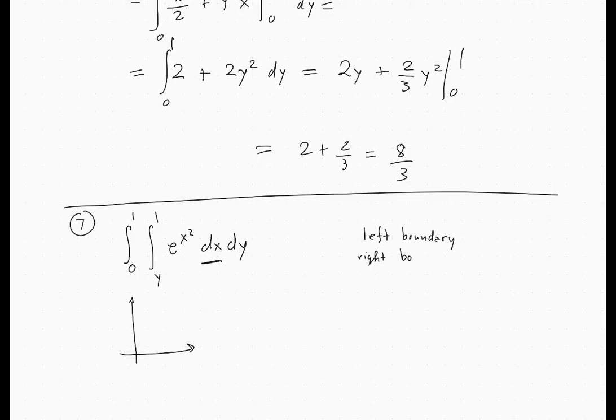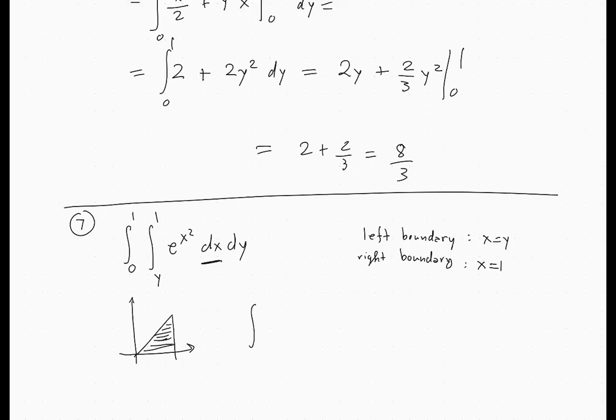And the left boundary is x equals y. That's the bisector of the first quadrant. The right boundary is x equals 1. That's a vertical line. The vertical range of all these horizontal integrations is from 0 to 1, which tells us that it's exactly this triangle right here.